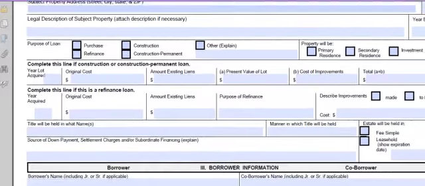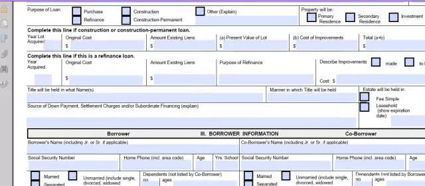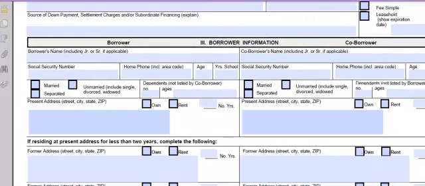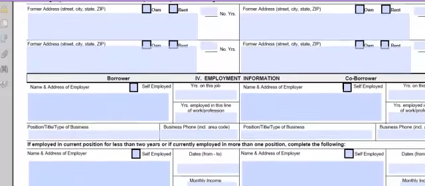Then we have the legal description of the property, the purpose of the loan, whether it's purchase, refinance. There's also construction financing. Whether it will be a primary residence, secondary residence, or just an investment property. And that stuff. Okay, then we have some basic demographic information about the borrower, about the co-borrower, includes dependents, where they live, former addresses.